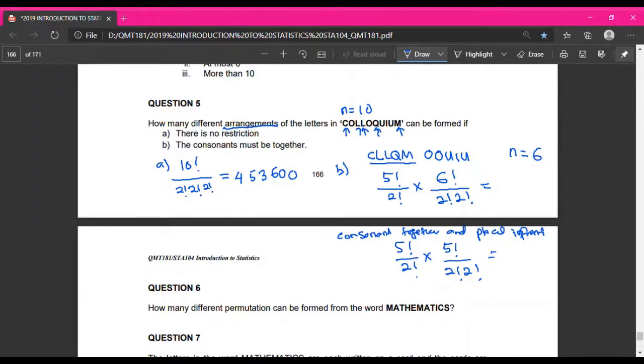Right? Okay, so for B, 5 factorial divided by 2 factorial. Don't leave it, you must multiply, you must calculate. Okay, multiply by 6 factorial divided by 2 factorial multiply 2 factorial. So 180 multiply 60. 10800. So that one we will do later. Okay, so that is the way how you tackle this question.